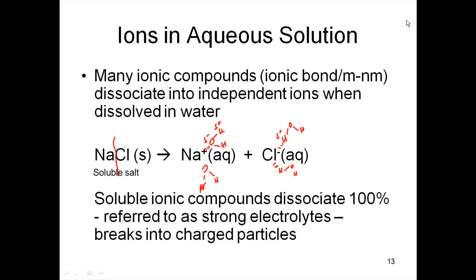So basically, soluble ionic compounds dissociate 100%. If they're soluble, we say they break up 100% into the ions. Since they're ions, we refer to them as strong electrolytes. There are charged particles in the solution. And not all ionic compounds are soluble. Only those that we said are soluble based on the solubility rules break up 100%.